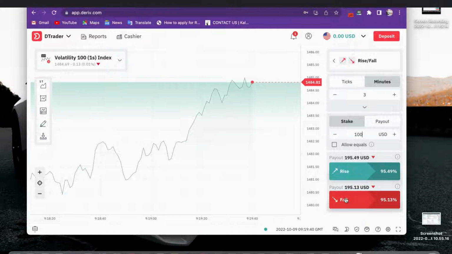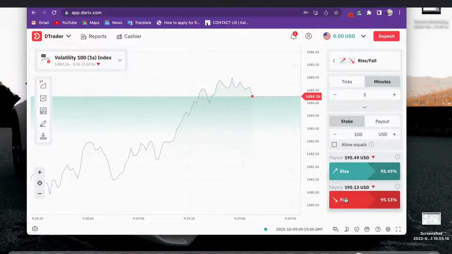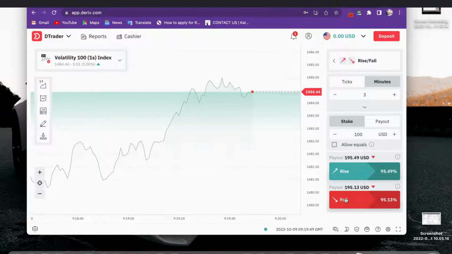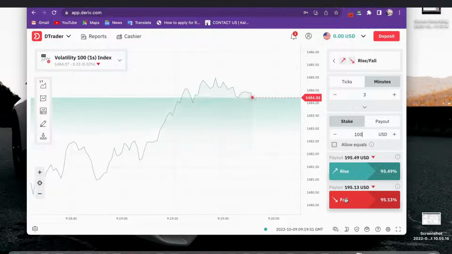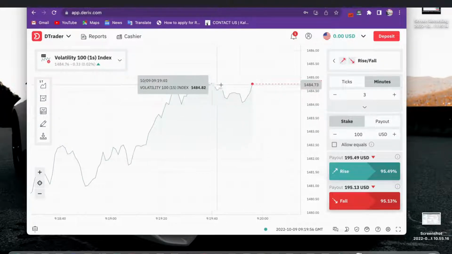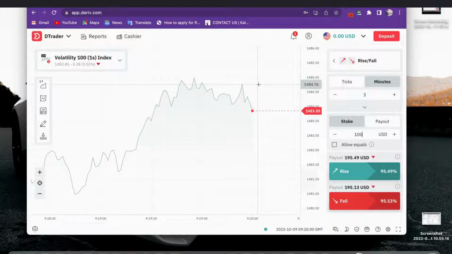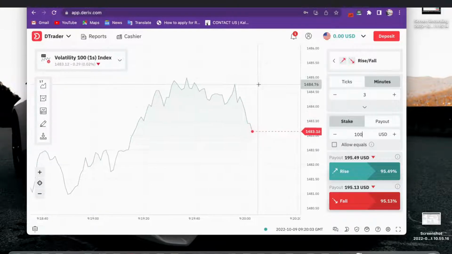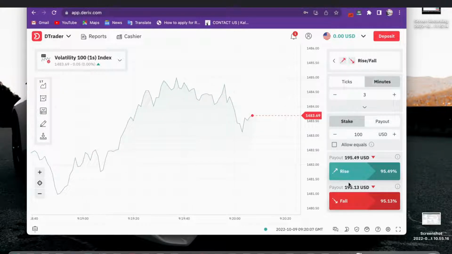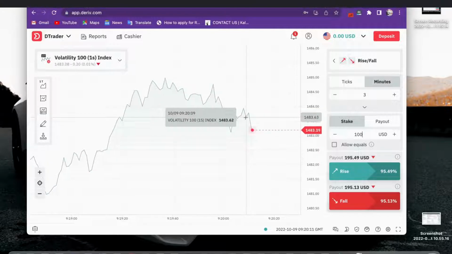Then if you choose fall, it means the market is going to go down, and if it goes down further than where you said it will go, you get a payout. Let's say now the market was here, and we choose a fall, and within these 3 minutes the market goes down, then we get 95% profit on the money. This is how you trade rise and falls, guys. This is a nice way of making money.